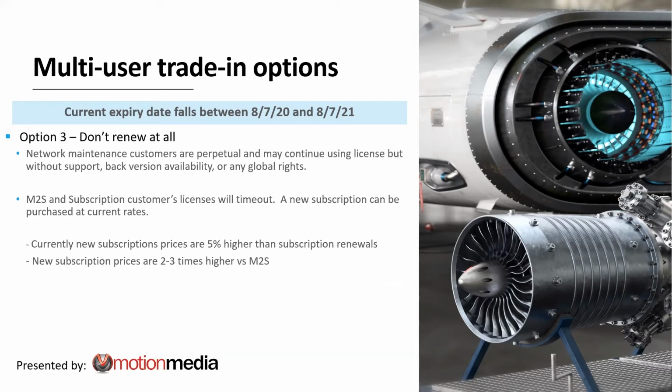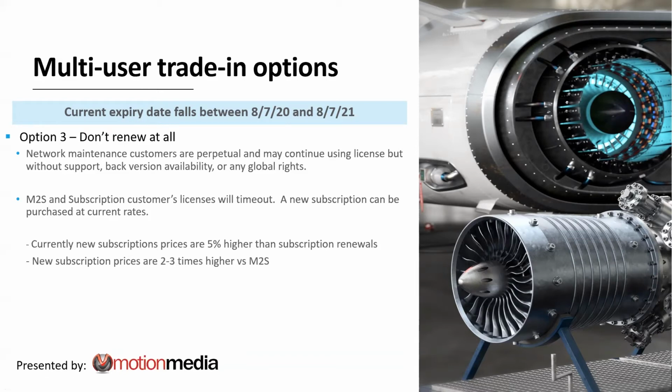Maybe you're not using it right now, and in 6 months you'll need it. You can certainly not renew and go ahead and buy one later. It's a 5% difference on a new seat versus a subscription renewal. So it's not a huge difference, but it's still money. But for M2S customers, it becomes a lot bigger. It is a lot bigger difference in price. You've got 2 to 3 times higher pricing than what you're paying on that promotional price.